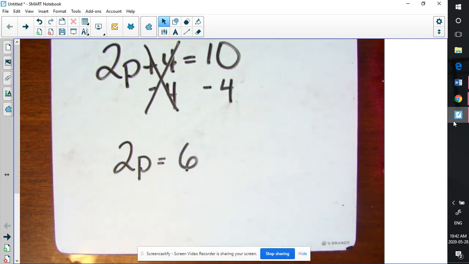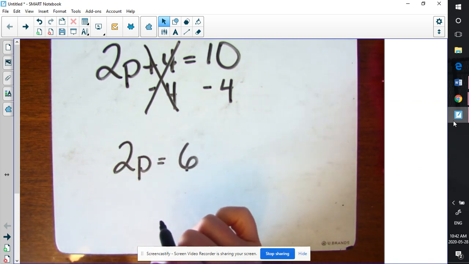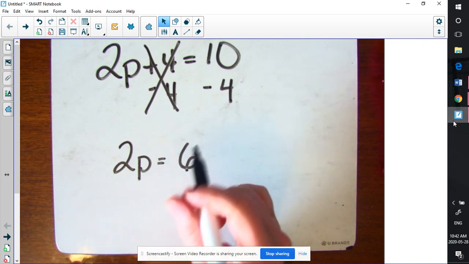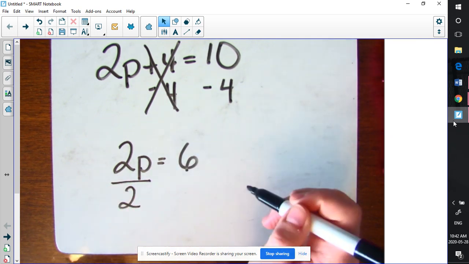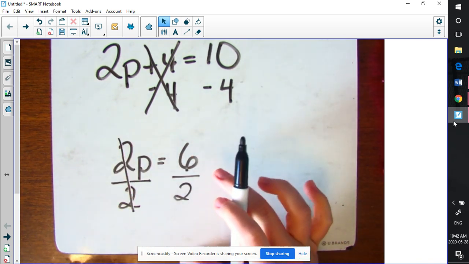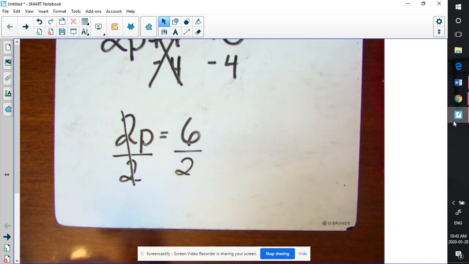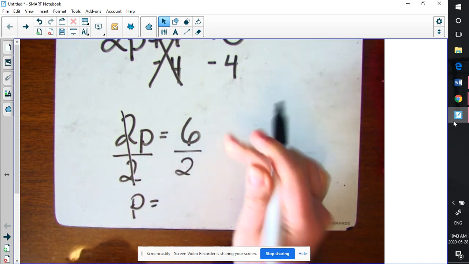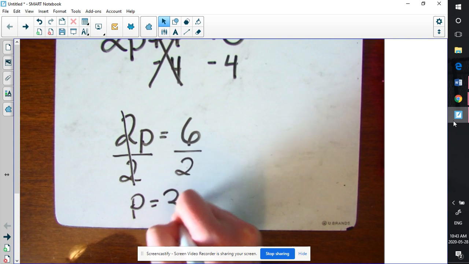Now this looks like a one-step equation that we did last week. So hopefully you guys remember, or at least kind of remember, what to do at this point. 2p, that just means 2 times p. The opposite of timesing is dividing, so I'm going to divide by 2, and I'm going to do the same thing to both the left side and the right side. Now these 2's cancel, and I get p equals 6 divided by 2, which is 3.